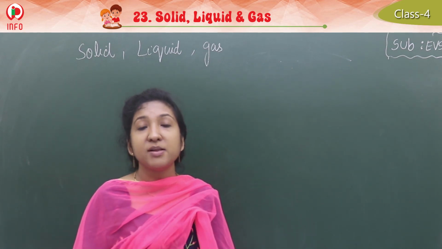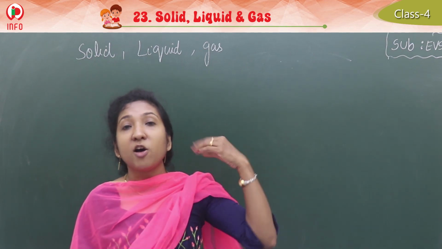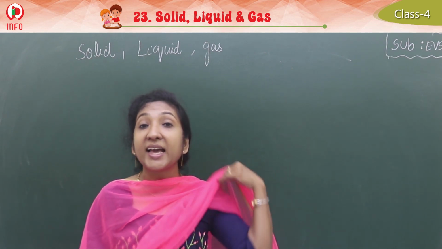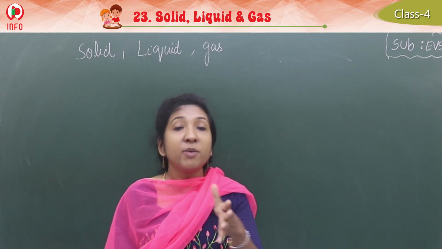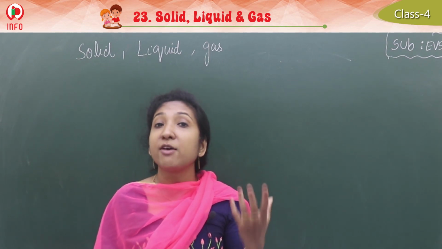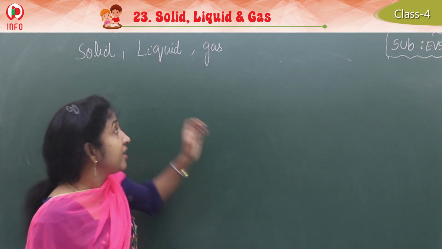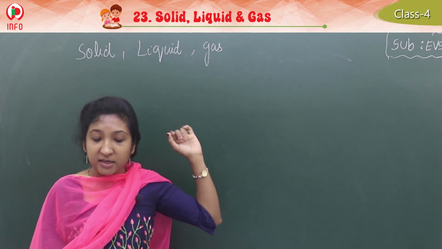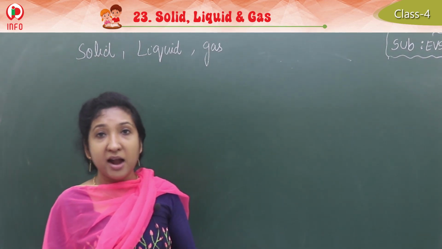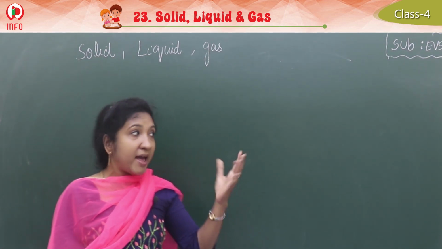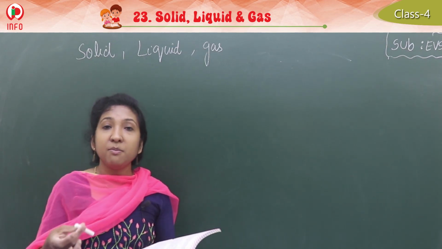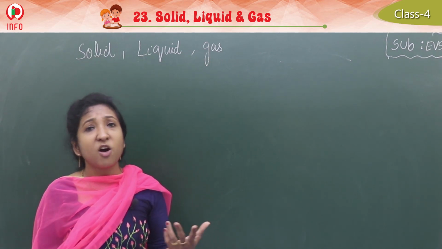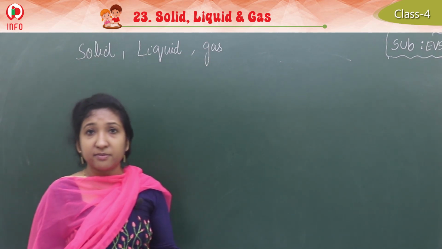These all are examples of solid. In solids, the molecules are very closely packed, or tightly packed, so they cannot move freely. That's the reason they have definite shape and volume. They are generally very hard. Examples: board, chalk, book, pencil, pen, desk, car, table, chair.